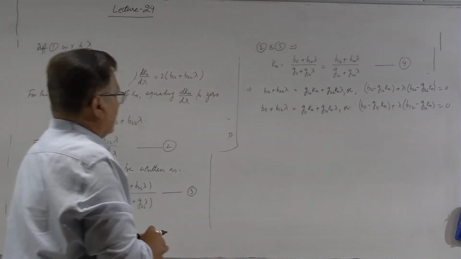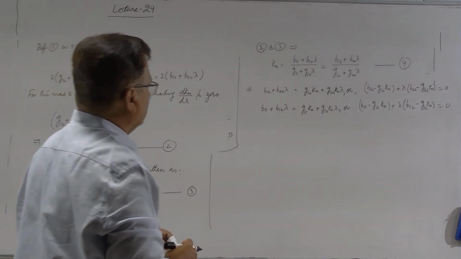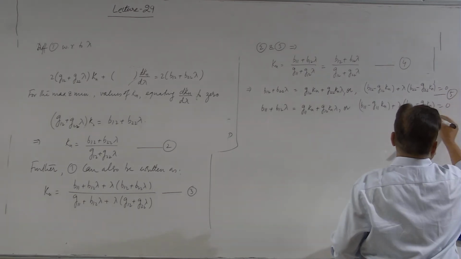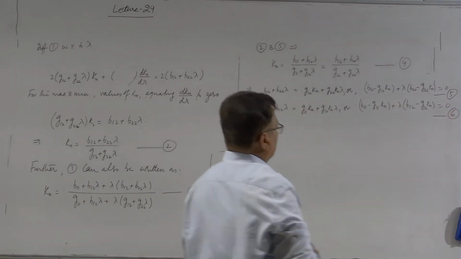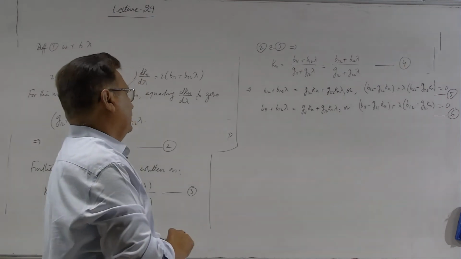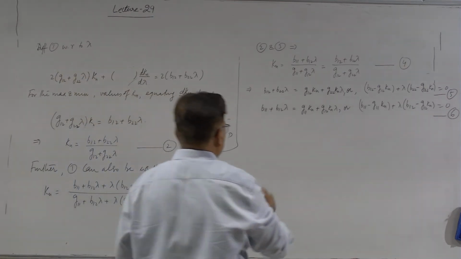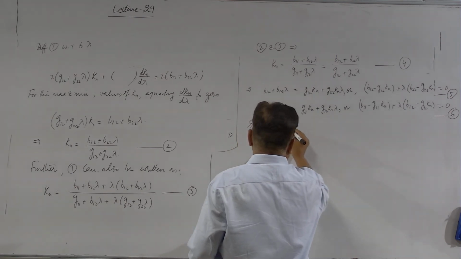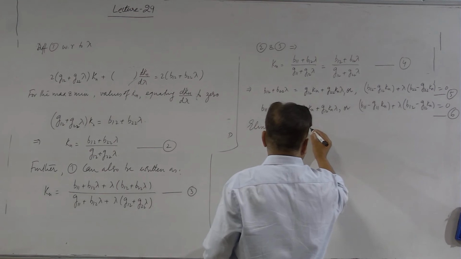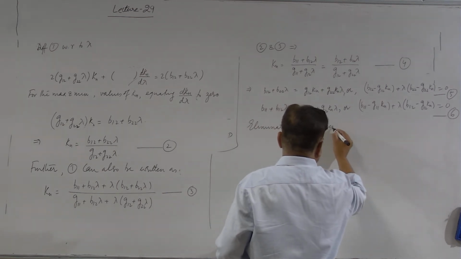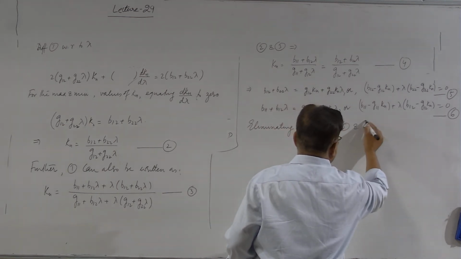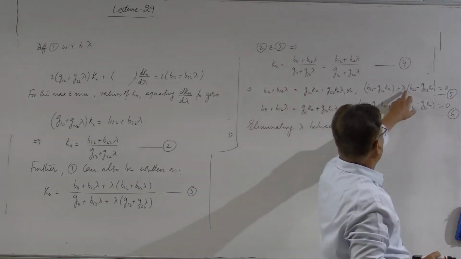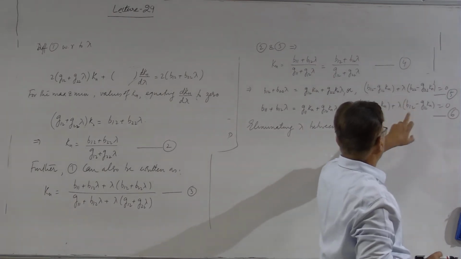Now, from the last two lines, you may call them 4, 5 and 6. So these are 5 and 6. I will eliminate lambda between 5 and 6. See what you get. We will compute lambda from 5 and substitute into 6.